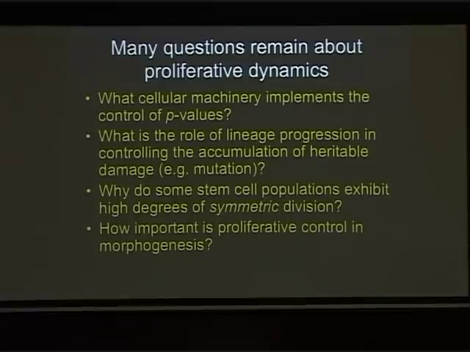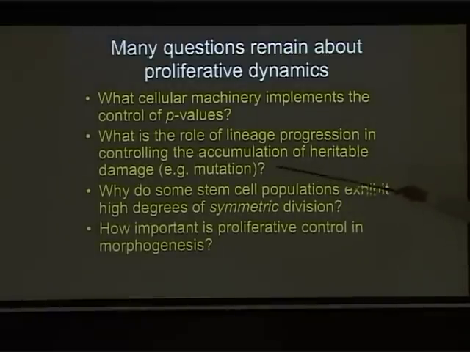Okay, so a lot of questions still remain about what I'm loosely calling proliferative dynamics, right? Understanding how proliferation takes place in lineages and how it is controlled. For one thing, we don't actually know the cellular machinery that makes these changes in p-values. We have some guesses. We know some of the things at the beginning, the growth factors and so on, but exactly what that does to the cell to change the probability of renewing versus differentiating is still very poorly understood.